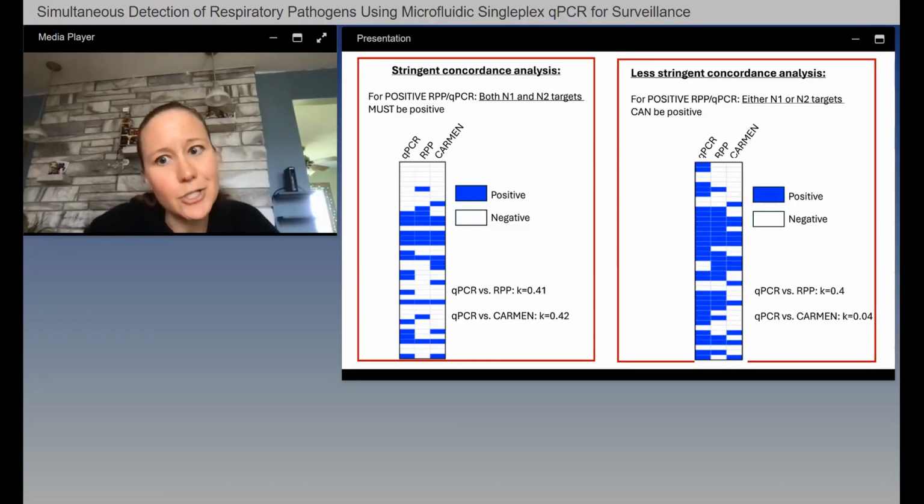However, when we perform a less stringent concordance analysis, in this case, if we call either N1 or N2 targets positive for RPP or qPCR, we see that there's a lot more positive results for both of those assays. When we performed the concordance analysis, we found that comparing qPCR to RPP, again, the agreement was very similar to what we saw with the stringent analysis, with a kappa score of about 0.4. However, because there's so many more positive samples now for qPCR with that less stringent analysis, when we compare qPCR to Carmen, the kappa score is 0.04.